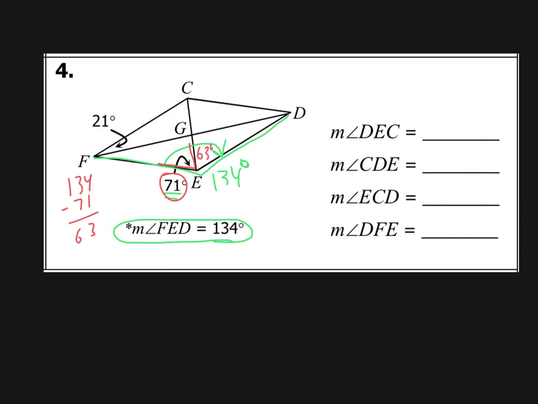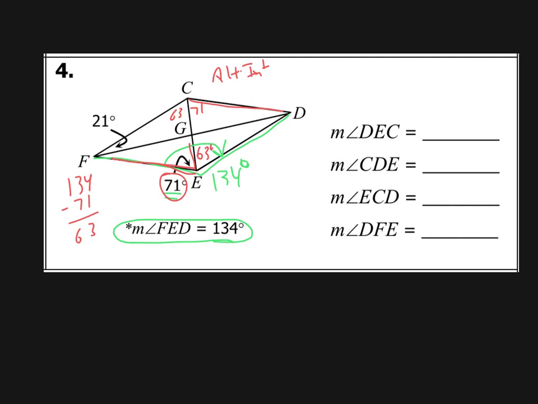Now keep in mind I have all types of parallel lines here. So because this and this are parallel, then this is 71 on the other side. That makes them alternate interior angles. And then the other side is going to be the 63.